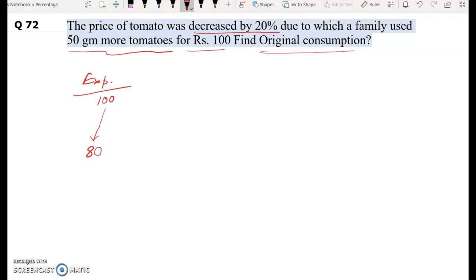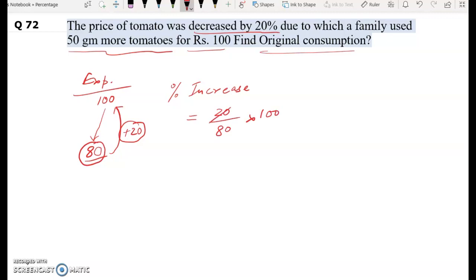Now the family needs to increase their consumption so that their expenditure from 80 becomes 100. So the increase in consumption will be how much? 80 plus 20 is equal to 100. So we can find out the percentage increase. Percentage increase will be 20 increase upon 80 into 100. 20 into 1, 20 into 4. Now 1 by 4, this is the increase and this is the original consumption.